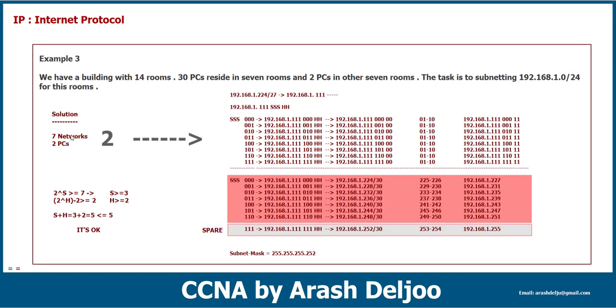We have 7 networks with 2 PCs in each network, and we are subnetting 192.168.10.224/27. And look at here, we have 27 fixed bits, and we only have 5 bits for host. First, let me calculate the requirement. 2 to the power of s should be greater than or equal to 7. S should be greater than or equal to 3. 2 to the power of h minus 2 should be greater than or equal to 2.